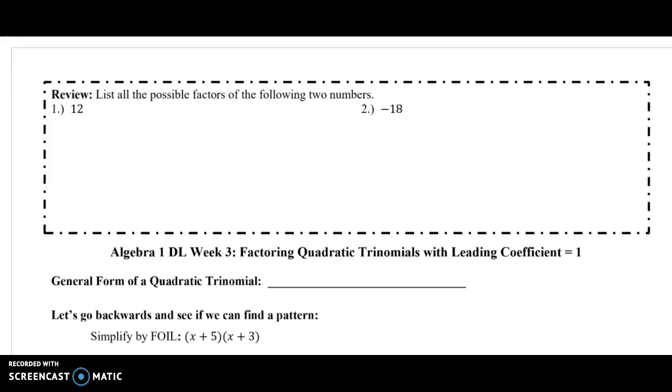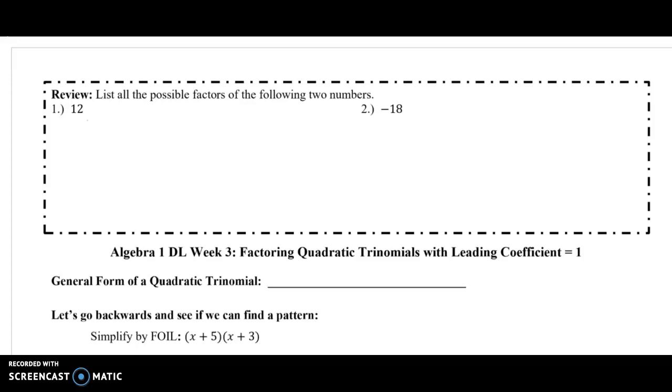Okay, guys, so we're going to be getting started with week 3 of our distance learning, and it's factoring quadratic trinomials with a leading coefficient of 1. But before we get into really doing that, I want to do a couple little review problems here. So we're going to list all the possible factors of the following two numbers. So for number 1, we have 12.